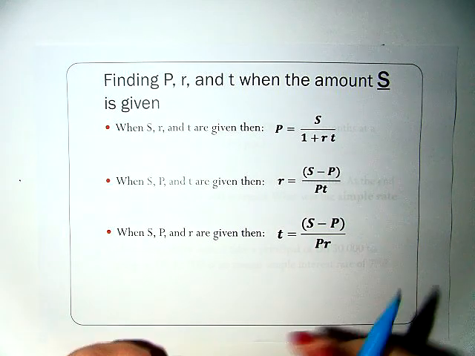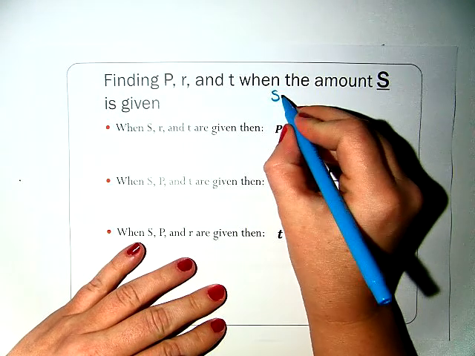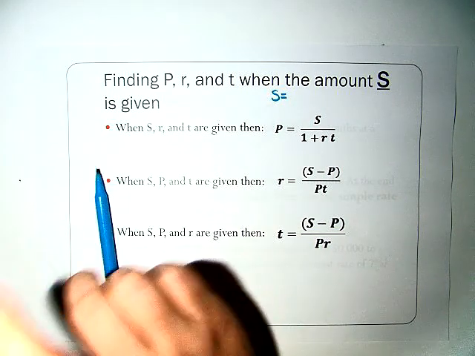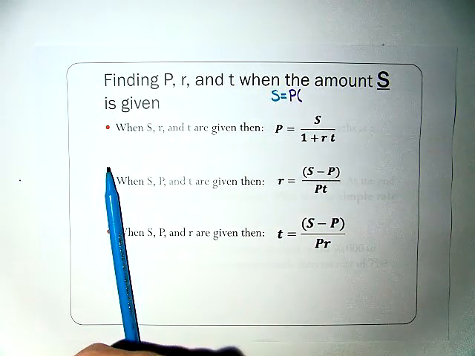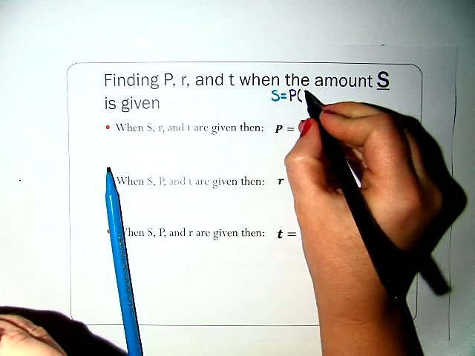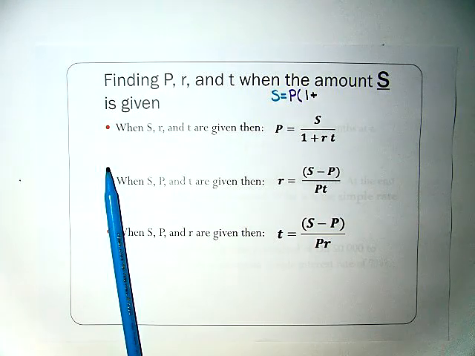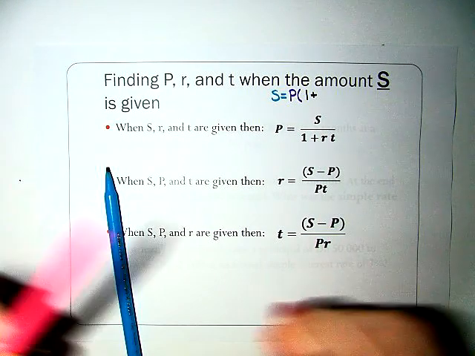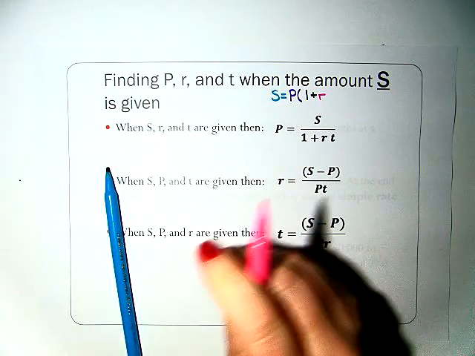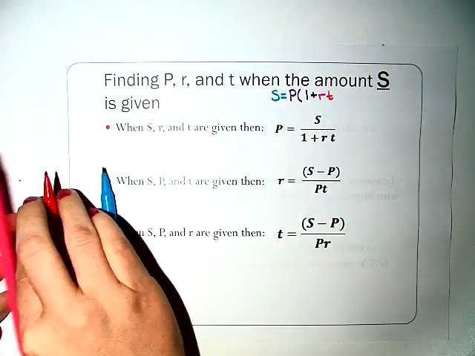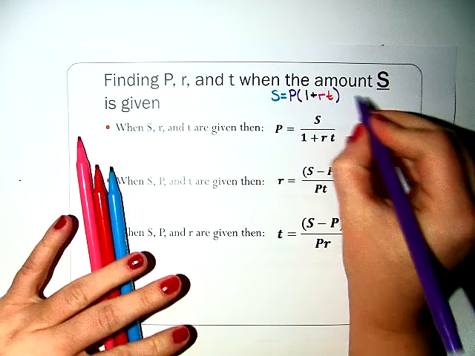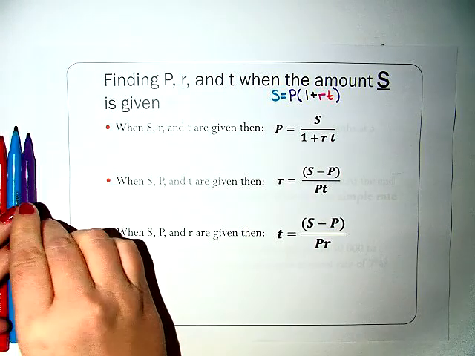So when we're doing this, remember the original formula, S equals P, 1, which is just a number, there's no variable associated with it, plus rate multiplied by the time in years. Okay, so that's our original formula. When we change it around, we get some interesting variations.